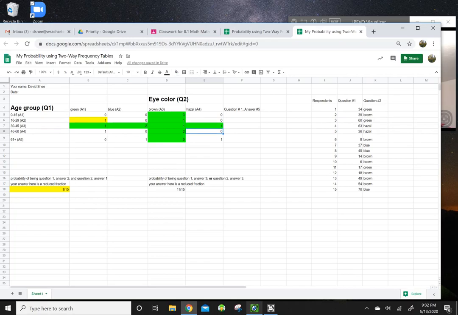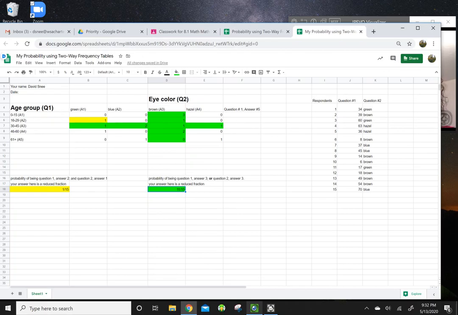Now you'll notice that some of these boxes up here I have highlighted yellow and green. I'm going to show you why I did that in just a second. I'm going to make that one green.